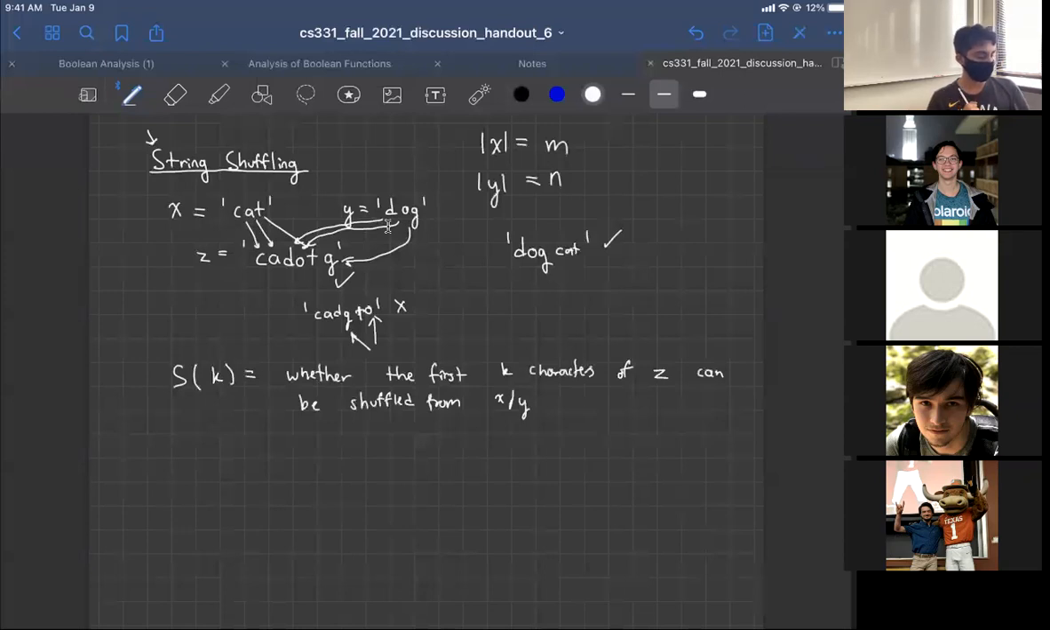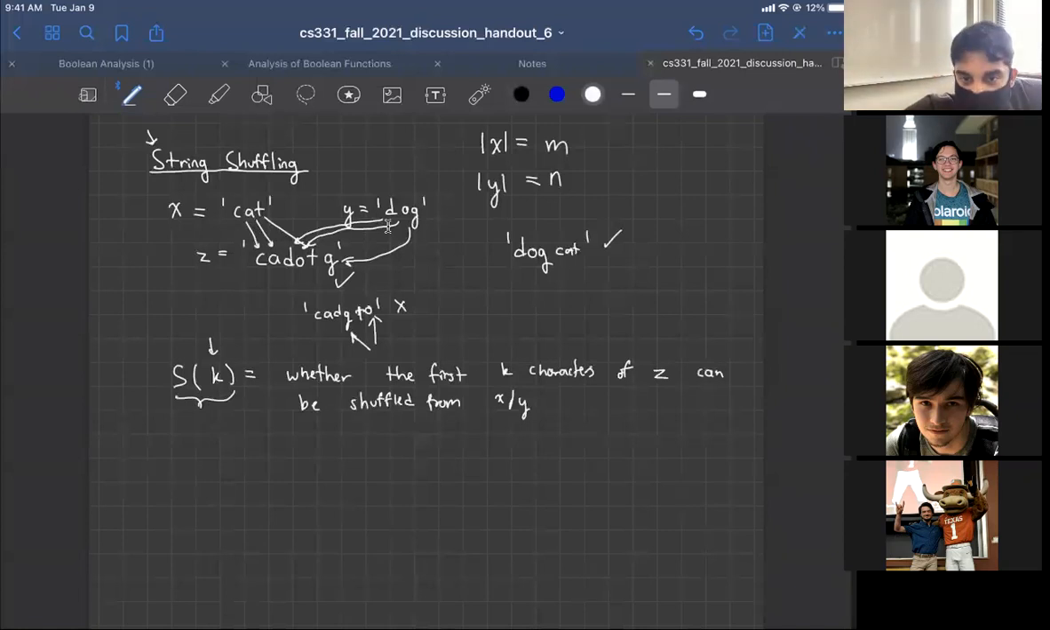Now, what is the problem with this subproblem? I'm already telling you that it's doomed to fail. Well, how would you build K plus 1? You'd have to think about a lot of things here. For K plus 1, the next element of Z could come from X or Y. And if S of K is true, I don't know how much of the first K characters is composed of X and how much is composed of Y.